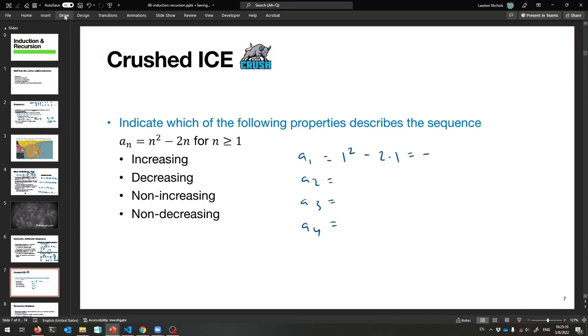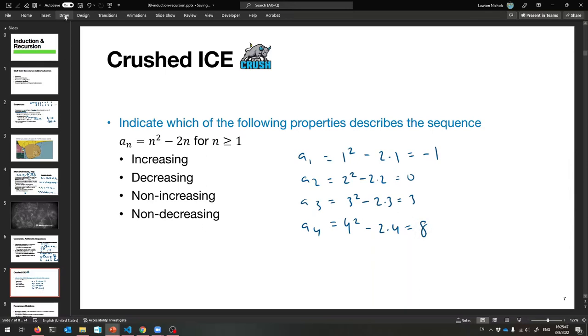So that's 1 minus 2, negative 1. Then the next one is 2 squared minus 2 times 2, which is 0. Then A3 is 3 squared minus 2 times 3, which is 9 minus 6, that's 3. And then A4 is 4 squared minus 2 times 4, so that's 16 minus 8, which is 8. Okay, so that's the sequence.